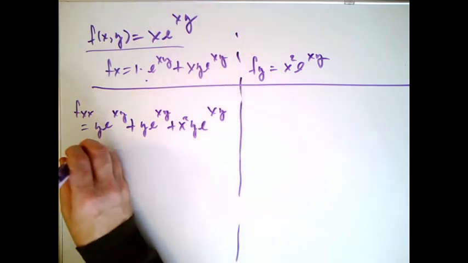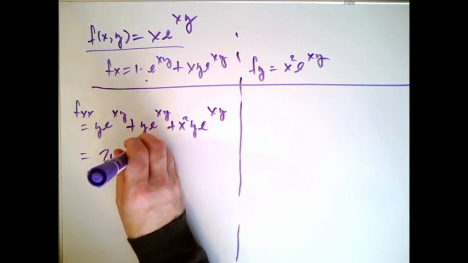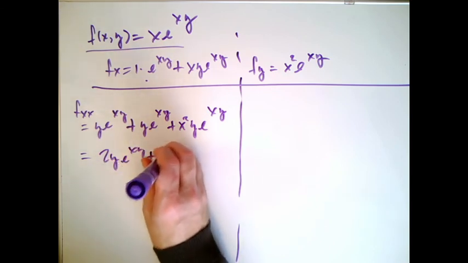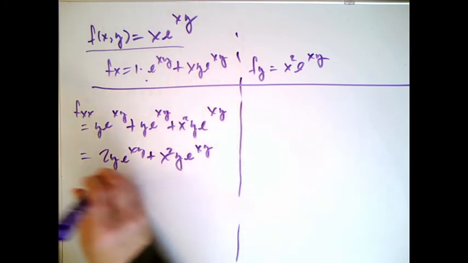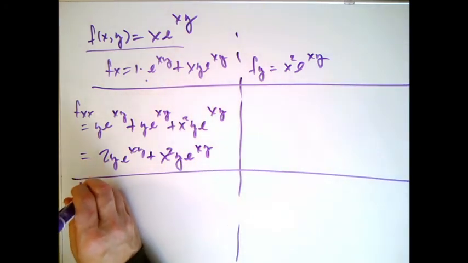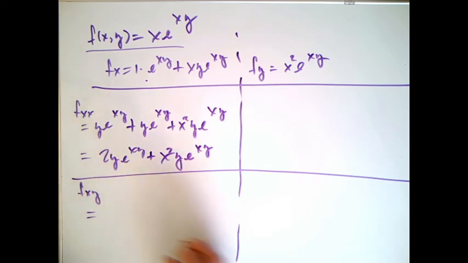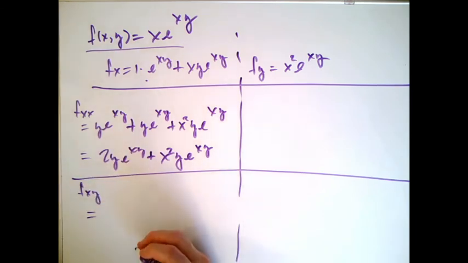We can simplify a little bit, although we don't have to. How about 2y e to the xy plus x squared y e to the xy? That's fxx. Fxy. We have to do this again, now taking the derivative of this thing up here with respect to y.